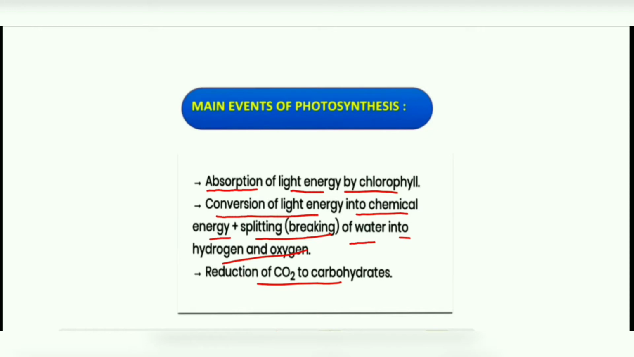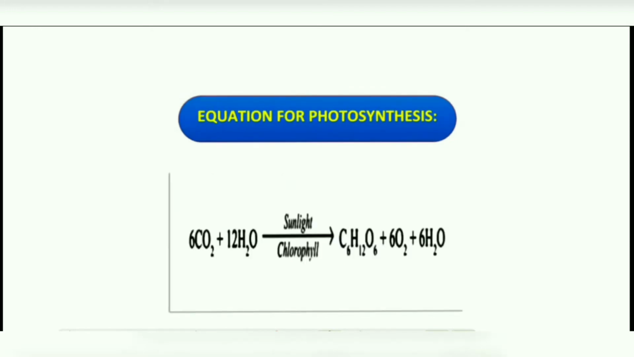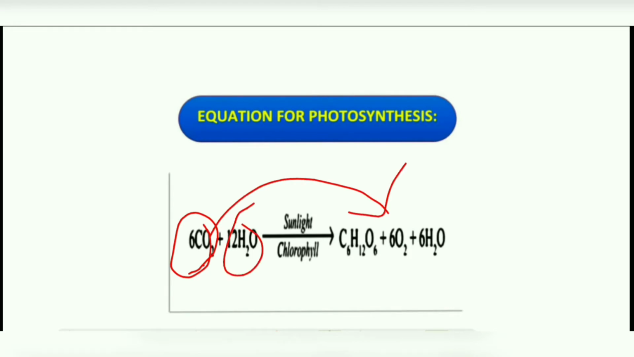So let's see all these three processes. First, as I said, carbon dioxide and water will be converted into carbohydrate. So what is carbohydrate here? Here carbohydrate is C6H12O6, that means glucose. Here the carbon dioxide is reduced to carbohydrate and light energy is converted into chemical energy. As I said before, chlorophyll needs to absorb sunlight. So where is this chlorophyll present?